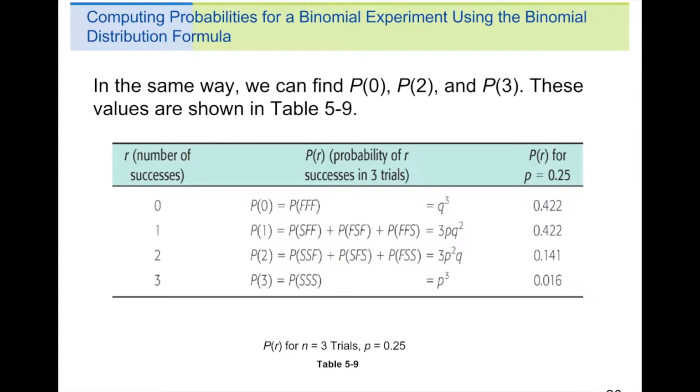In the same way, we can find P of 0, P of 2, and P of 3. These values are shown in this table. So probability of 0 is just q to the third. Probability of 1 is the probability of each of these three, which were pq squared, added together. So 3pq squared. Probability of 2, again, adding these three up, 3p squared q. And probability of 3 successes is just p cubed.